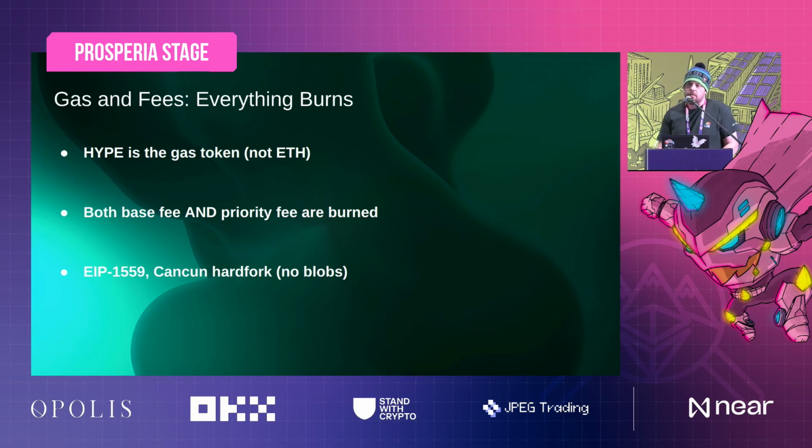On the EVM side of the chain, all the fees, priority and base fee, are all burned. It's just a detail for ETH nerds. It's Cancun, no blobs.